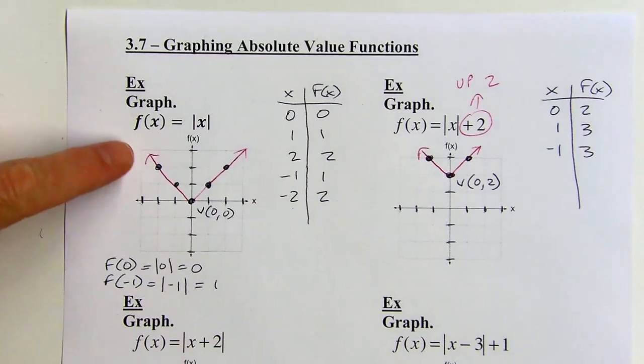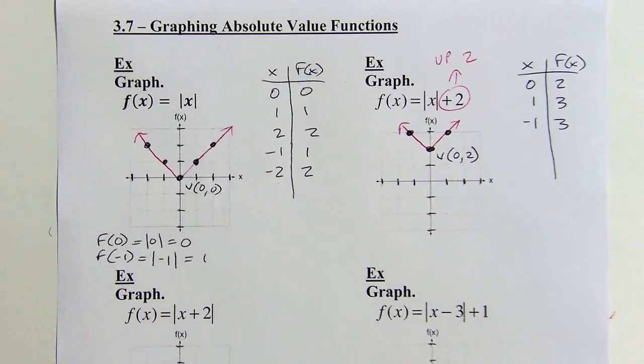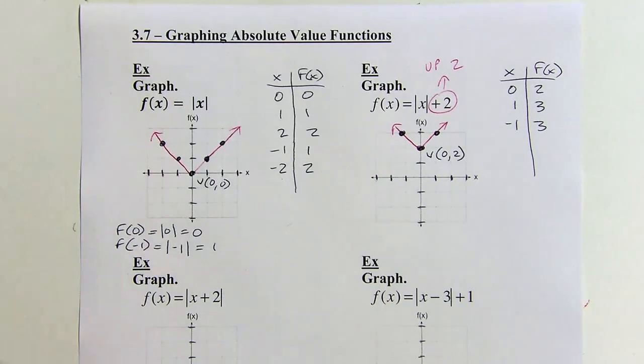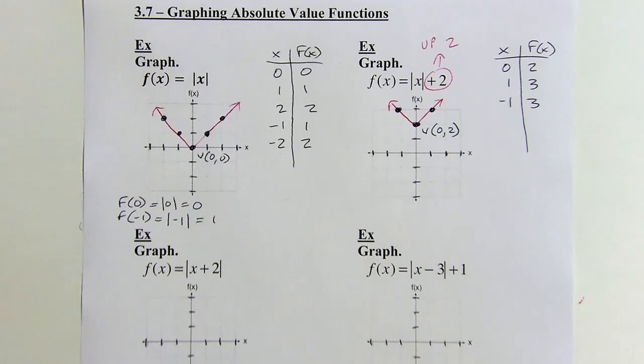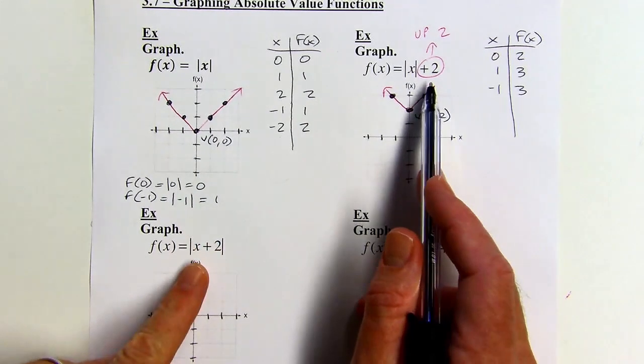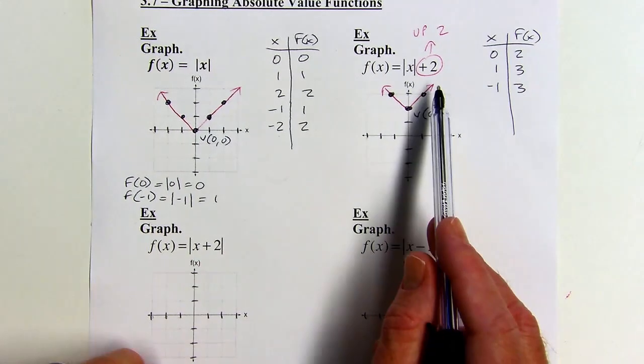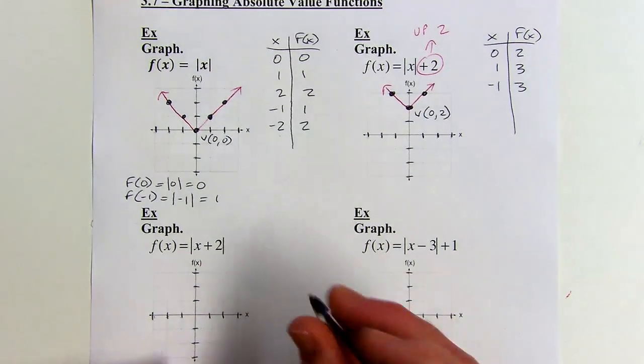Okay, I'm going to call this the parent graph because that's our basic graph, and then when we mess with the equation, we can just think about, well, what would that do to the parent graph, to our basic absolute value function. Okay, so these look pretty similar. I have a plus 2, but you notice the plus 2 is inside the absolute value, and that means it's not going to just shift it up 2. So let's take a look at this one.